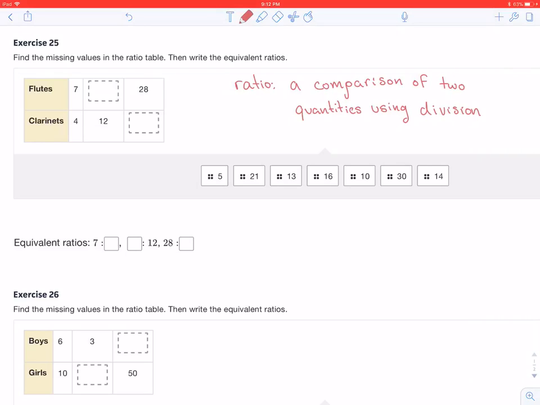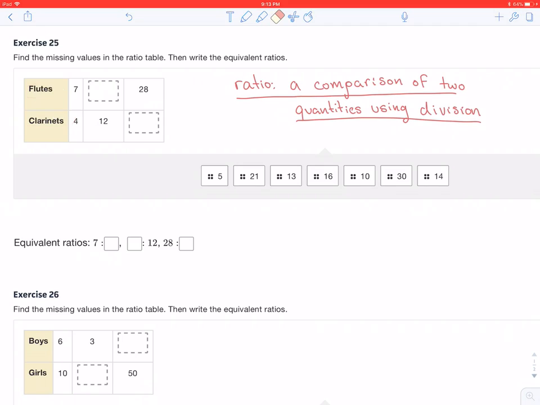So just as a mini lesson, and just a very quick lesson, it wants you to find the missing values in the ratio table. So we need to understand what a ratio is, and we also need to write equivalent ratios. A ratio is defined as a comparison of two quantities using division. In this case, the two quantities that we're comparing are the number of flutes to the number of clarinets in a band.